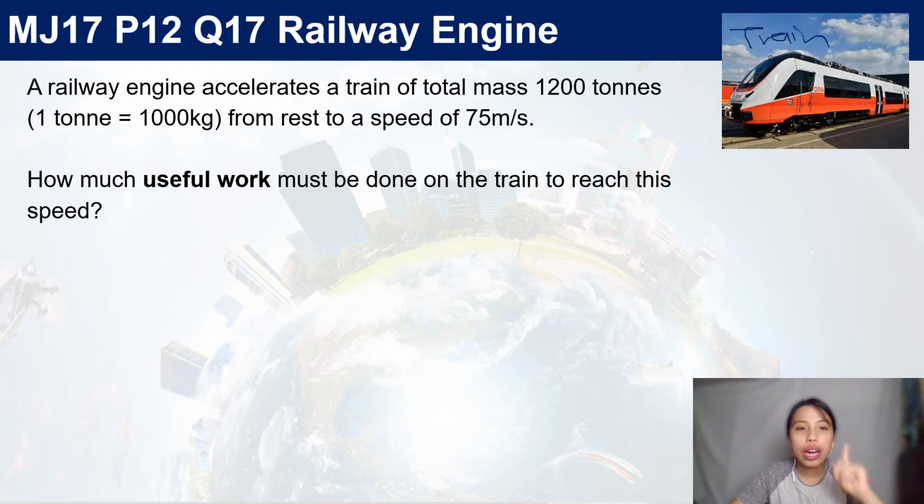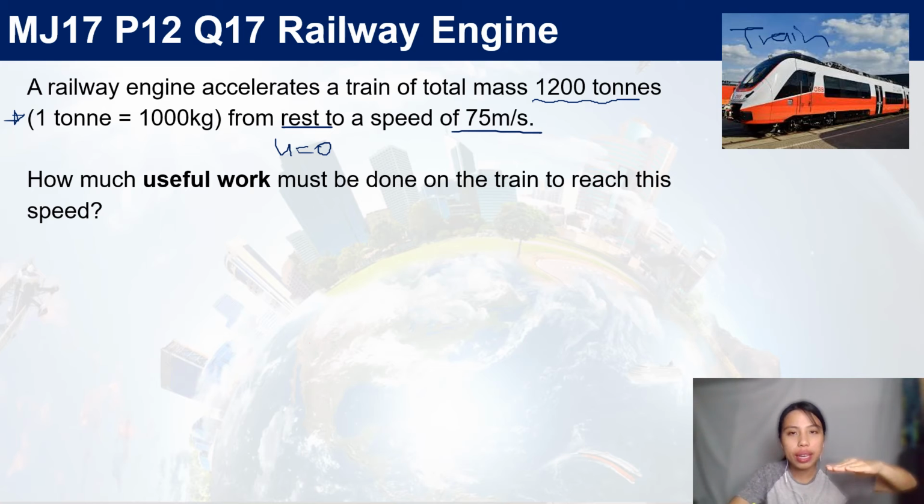Anyway, a railway engine accelerates a train of total mass, wow, tons. What on earth is that? Thankfully, they gave us a conversion. From rest to a speed of 75. From rest means at first the train is not moving. Then it moves. So that is your final velocity. Now you may think, oh, SUVAT question. No, no need for SUVAT. We think of energy.